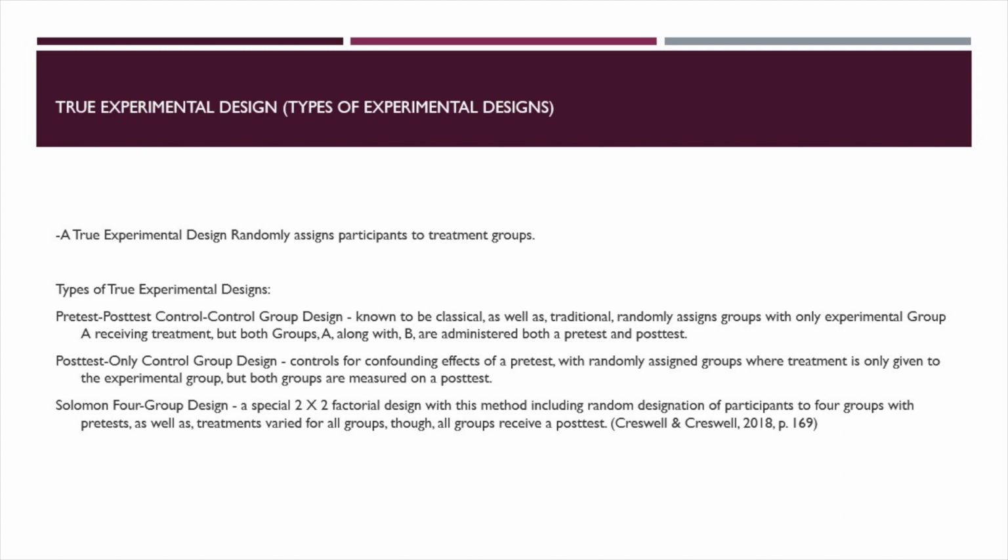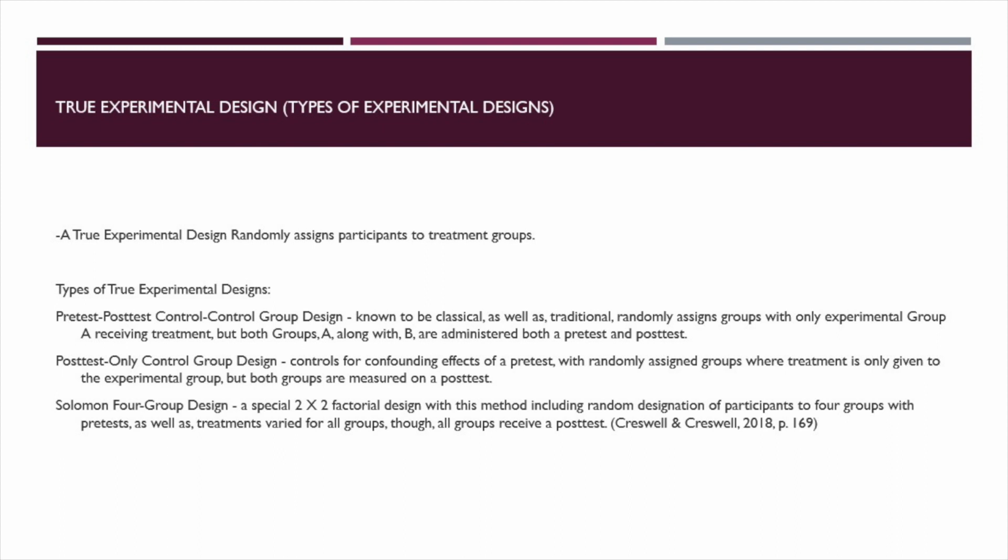True experimental design, types of experimental designs. The researcher in a true experimental design randomly assigns participants to treatment groups. In one type of true experimental design, which is called the pre-test post-test control group design, known to be classical as well as traditional, randomly assigned groups with only experimental group A receiving treatment, but both groups A along with B are administered both a pre-test and post-test.